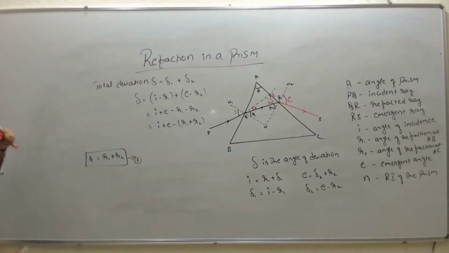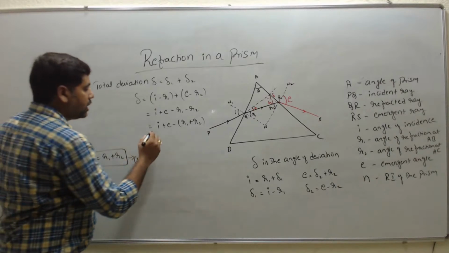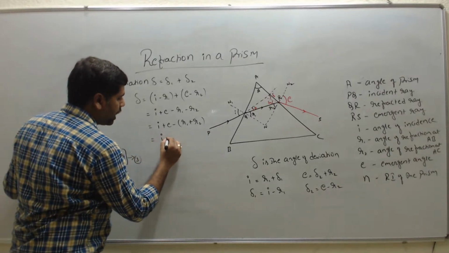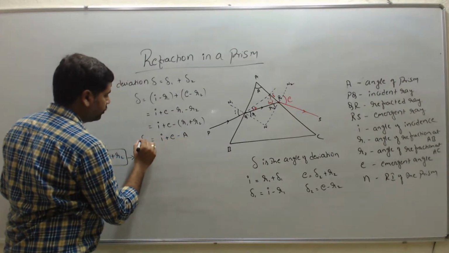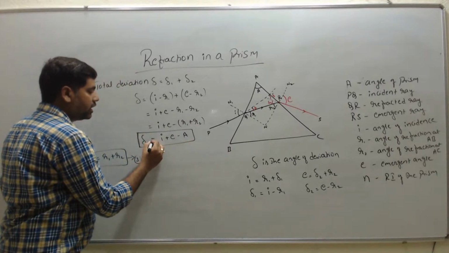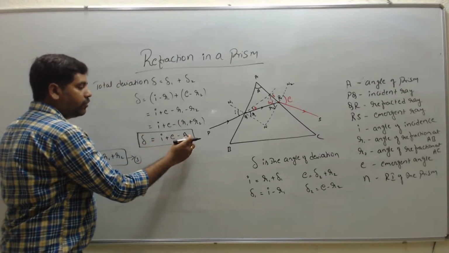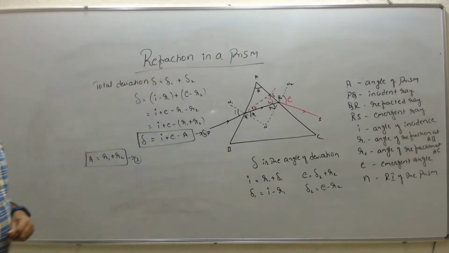From equation 3, we have R1 plus R2 equals A. So the deviation angle delta equals I plus E minus A. I will take this as equation 4.